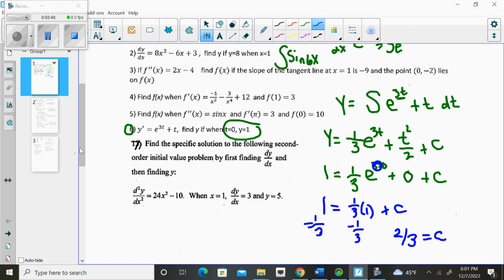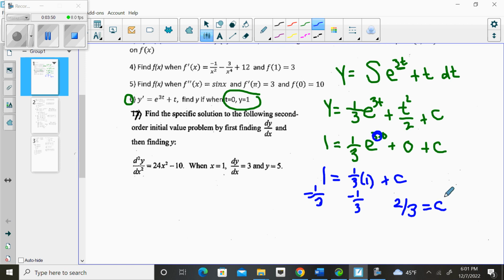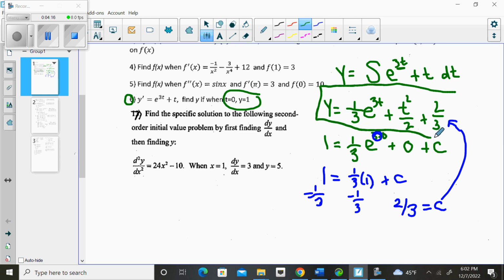Then for my final answer, I have to go back up here and, instead of rewriting the whole thing, because it's so cumbersome for me to write here, I'm going to be kind of lazy and just put in the 2/3 for c, and then that is my final answer. This was only a one step because I was given a derivative and had to find the original.